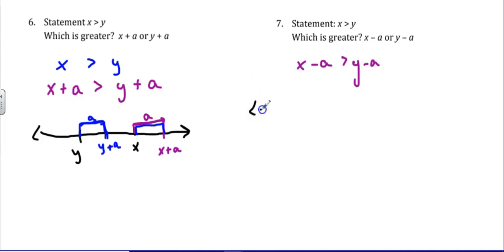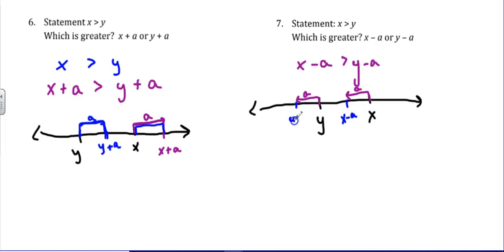Again, if we look at our number line, if x is greater than y, if we subtract, we go this way to subtract a from both of these values. x minus a is still going to be greater than y minus a. This is the subtraction property of inequality.